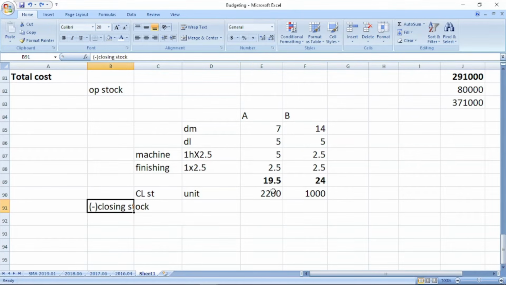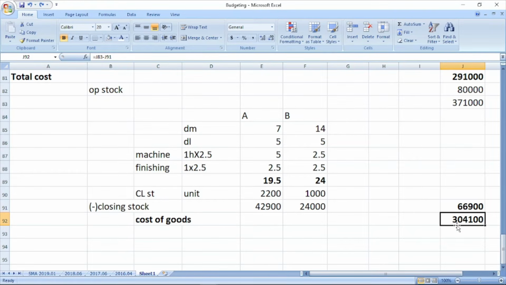2,200 into 19.5, it is 42,900, and 1,000 into 24, it is 24,000. So now we can get the closing stock cost: 42,900 plus 24,000, it is 66,900. So 371,000 minus 66,900, it is 304,100. So 304,100 is the cost of goods.